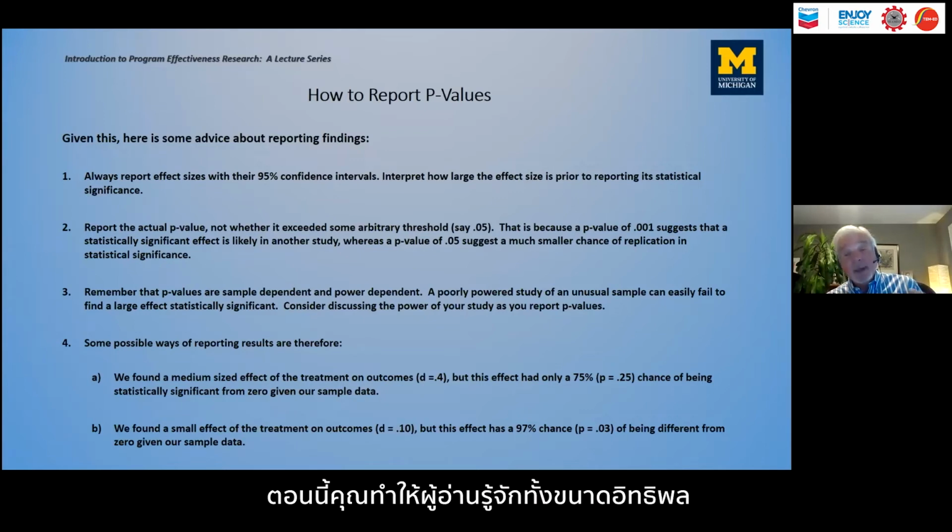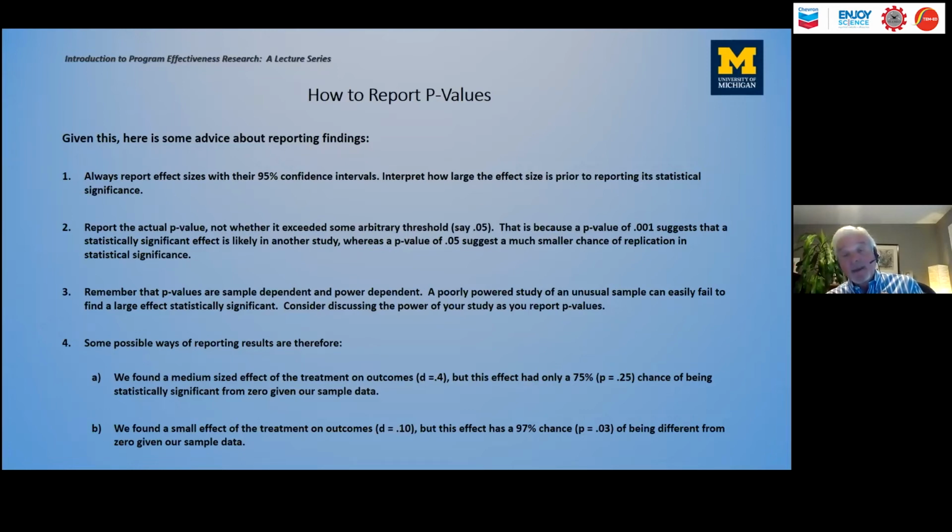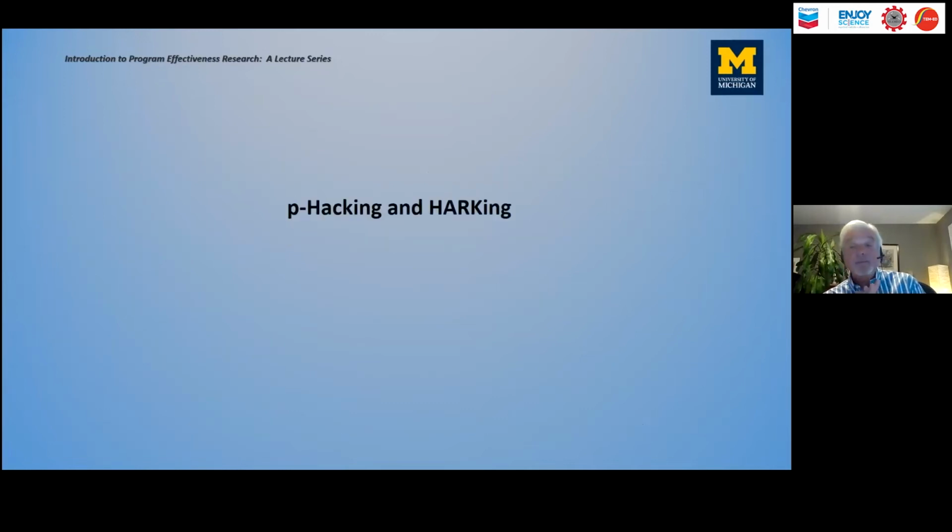Now you are making the reader aware of both the effect size and its statistical significance, while reminding them that the statistical significance is sample specific.